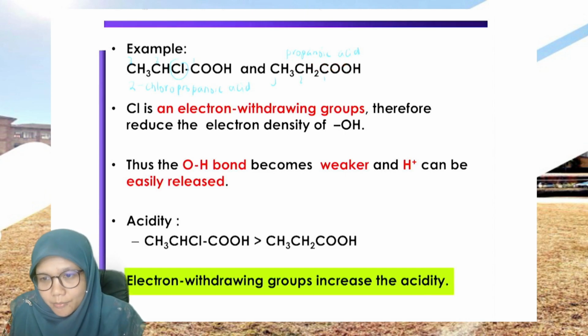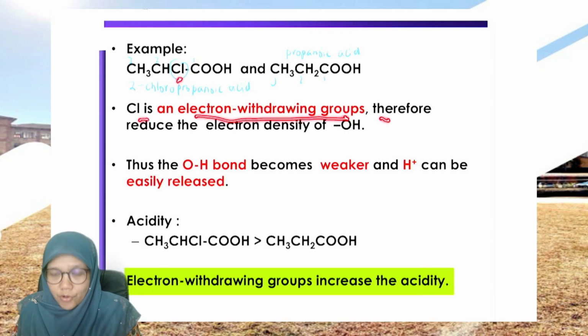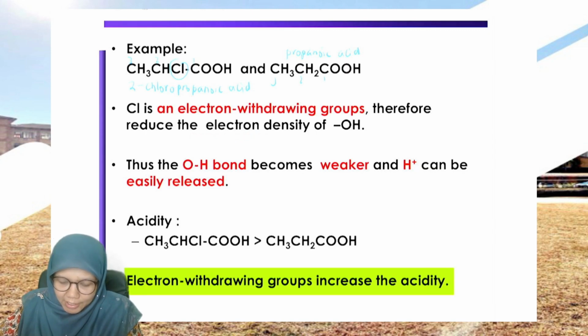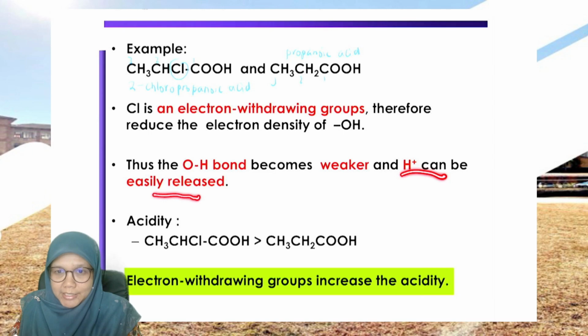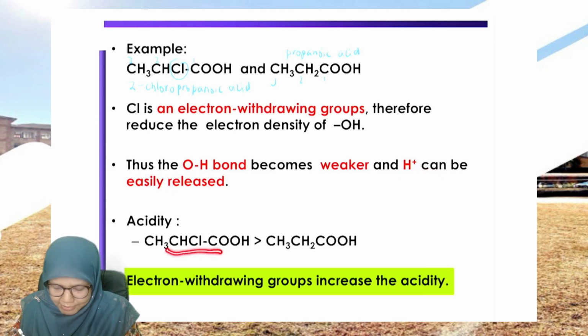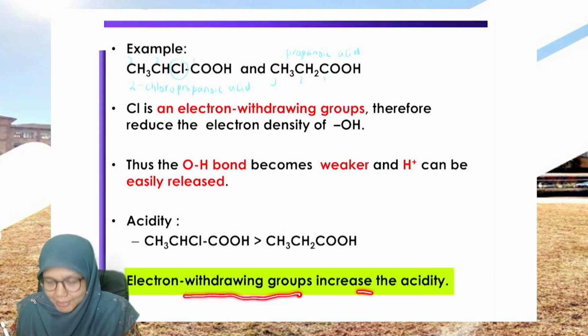So kita nak compare di antara 2-chloropropanoic acid dengan propanoic acid ni. Siapa yang more acidic? So 2-chloropropanoic acid ada chlorine. So chlorine ini adalah EWG group. Therefore, reduce the electron density of OH. Dia akan withdraw electron inductively, so akan weaken the OH bond. So H plus can be easily released. So 2-chloropropanoic acid more acidic compared to propanoic acid. Jadi ingat, EWG group increase the acidity.